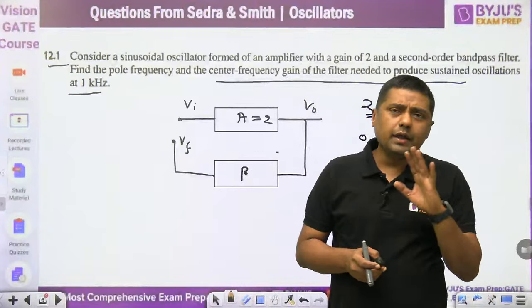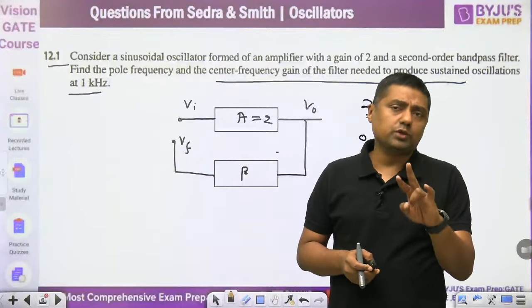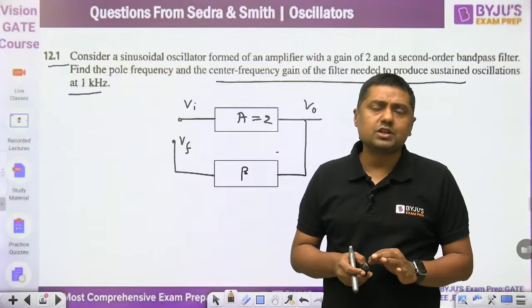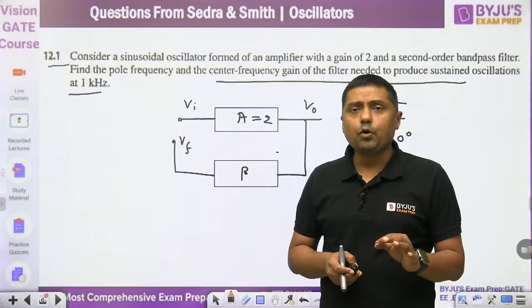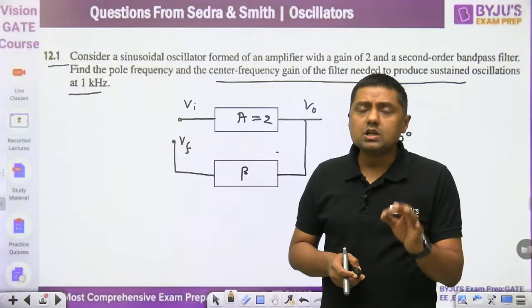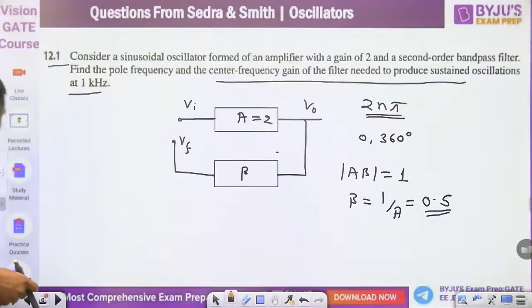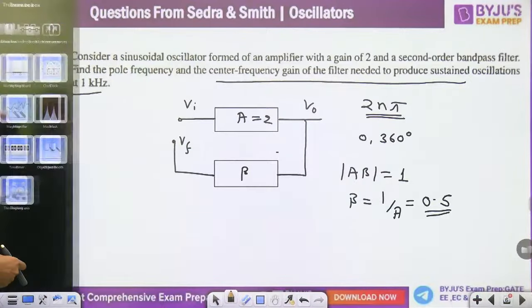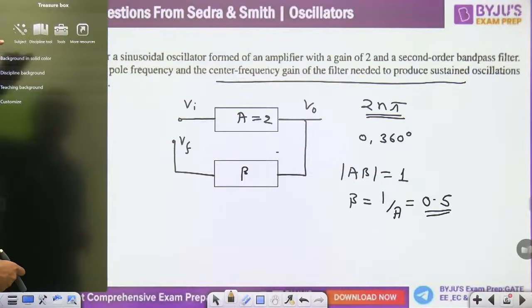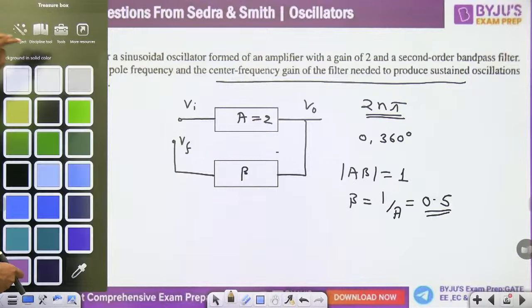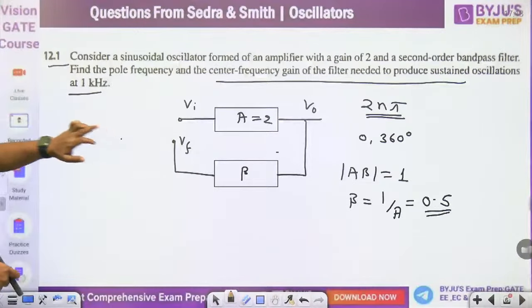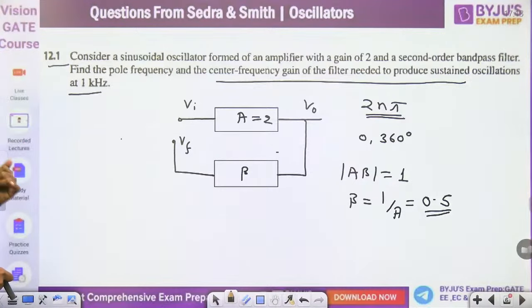In any oscillator, we have to find two things. What is the frequency of oscillation? And the second important thing, what is the condition for oscillation? These are the two things required in any oscillator question. So this is the answer: the pole frequency is 1 kilohertz and beta is equal to 0.5. Then next question.